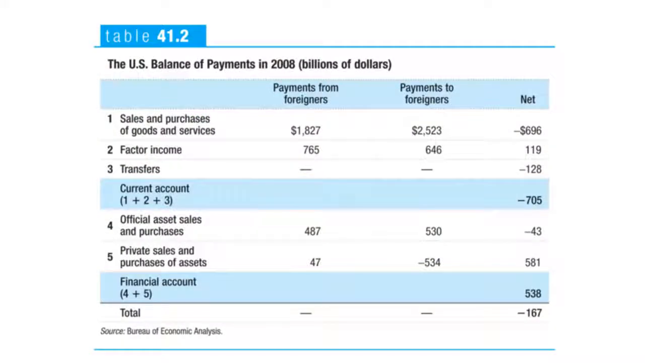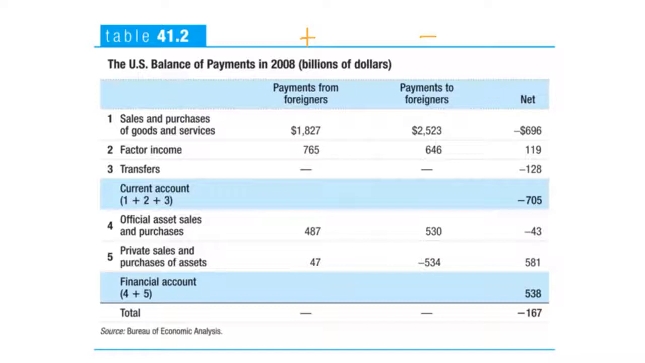For balance of payments for a country, we have different categories. So payments from foreigners, this is money coming in. And payments to foreigners is money going out. So we still have subcategories. We can still look at the net total of each of those subcategories.